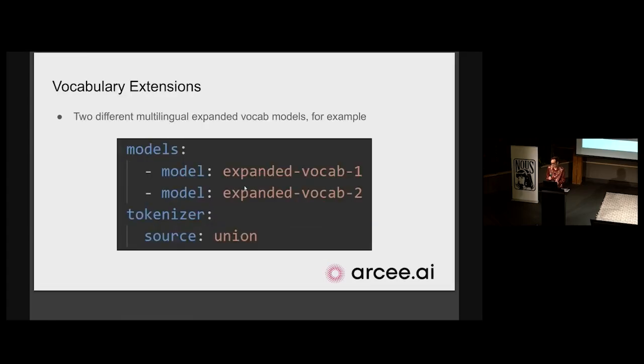Similarly, if you're dealing with a vocabulary extension, you can just throw that tokenizer source union in there, and you'll get out a model that has the full union of your vocabulary. So if you throw in a Japanese model and a Korean model, then you'll get all of those tokens in your output, and the ones that are the same, it will not duplicate.